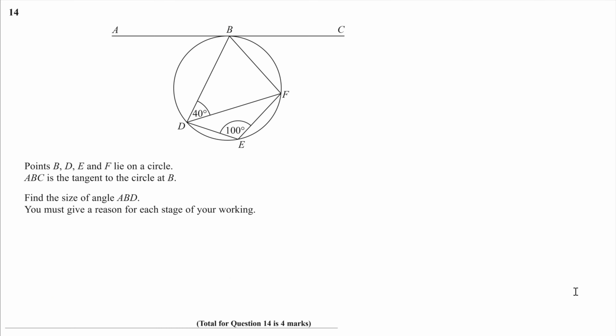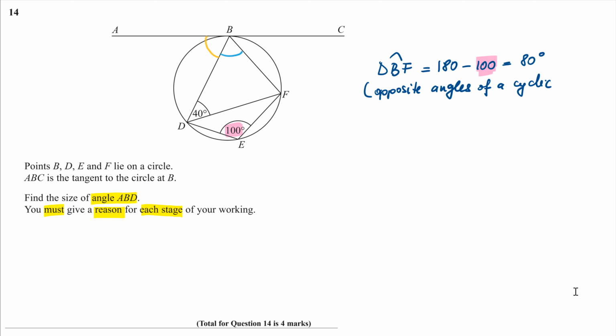Question 14. Points B, D, E and F lie on a circle. ABC is the tangent to the circle at B. Find the size of angle ABD. You must give a reason for each stage of your working. Looking at the cyclic quadrilateral, angle DBF is 180 minus 100 equals 80 degrees, because opposite angles of a cyclic quadrilateral add up to 180 degrees.